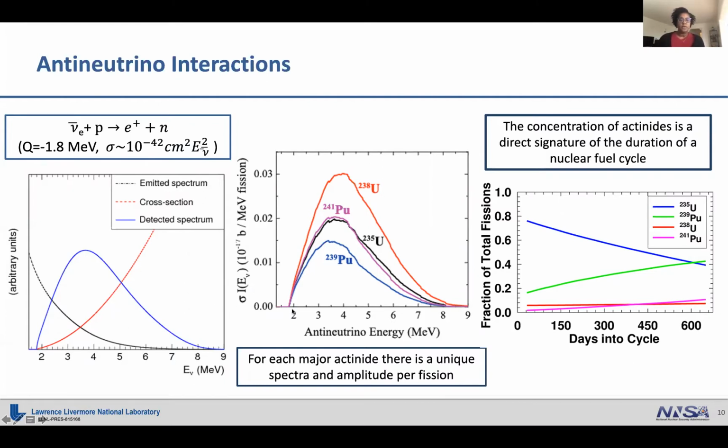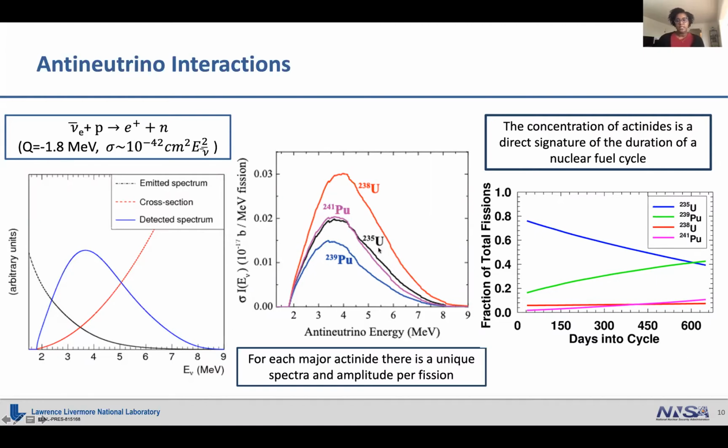And then when we look at this for all the different major actinides, as I mentioned before, each one of these has a different shape. So U-238 tends to give off more antineutrino emissions per fission relative to plutonium-241 and 235. And then 239 tends to give off a significantly lower amount.